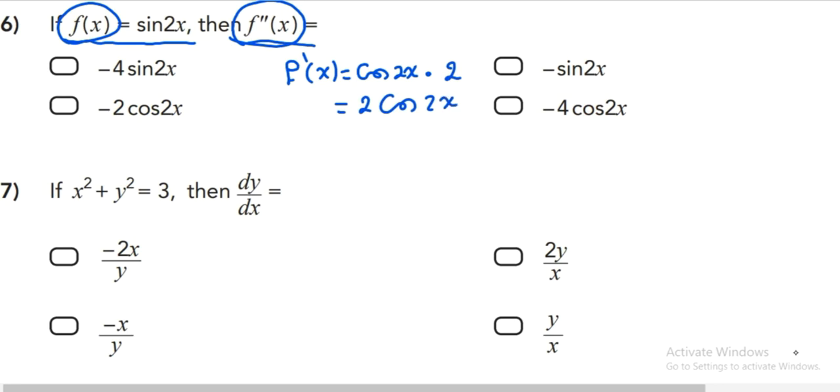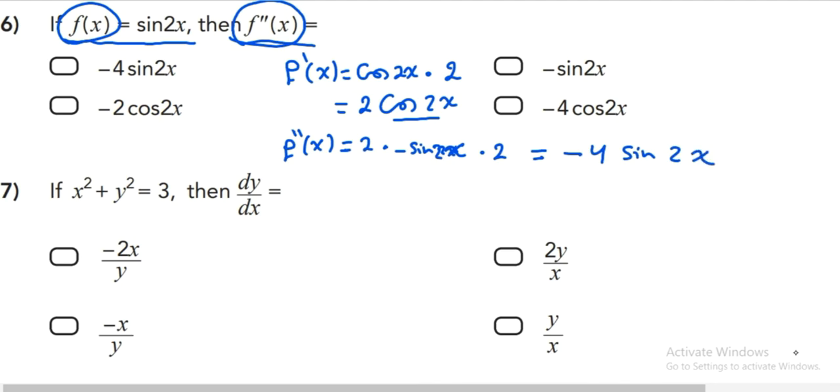To find f double dash of x, we'll differentiate this function another time. Differentiate this part, cosine 2x, 2 parts multiplied by each other. Differentiation of cosine equals negative sine of the angle. Multiply by differentiation of this angle. By modifying it will be negative 4 sine 2x. And this is the answer: negative 4 sine 2x.